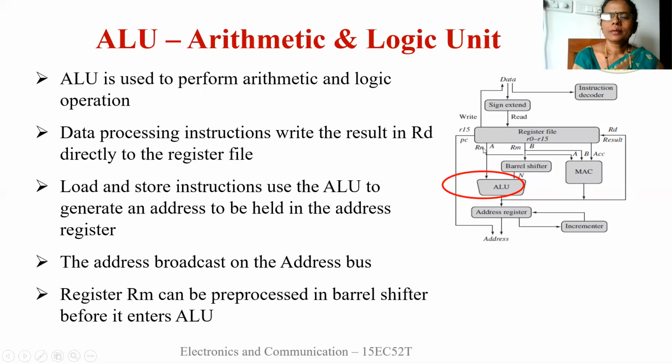One operand, which is there in Rn, is coming directly to the ALU, and the second operand, which is there in Rm, comes to the ALU, not directly, but via the barrel shifter. Why the barrel shifter is used, I'll tell you in the next slide. The barrel shifter output is given to the ALU.